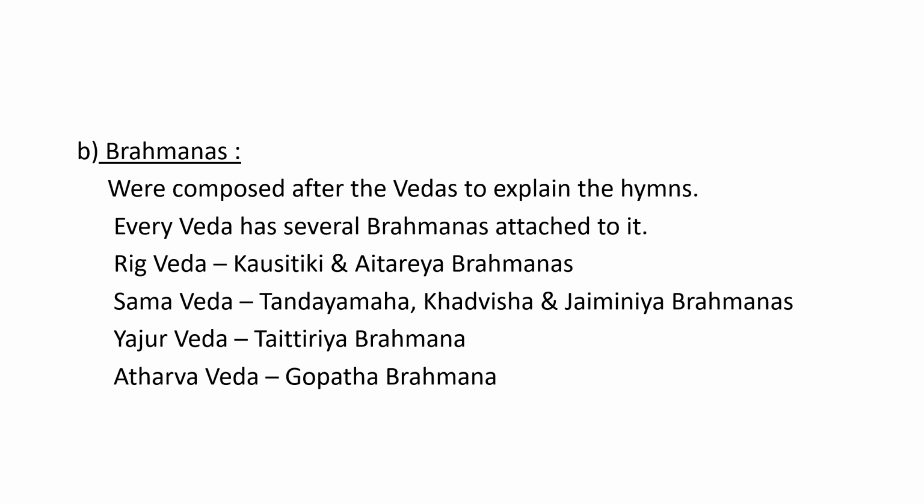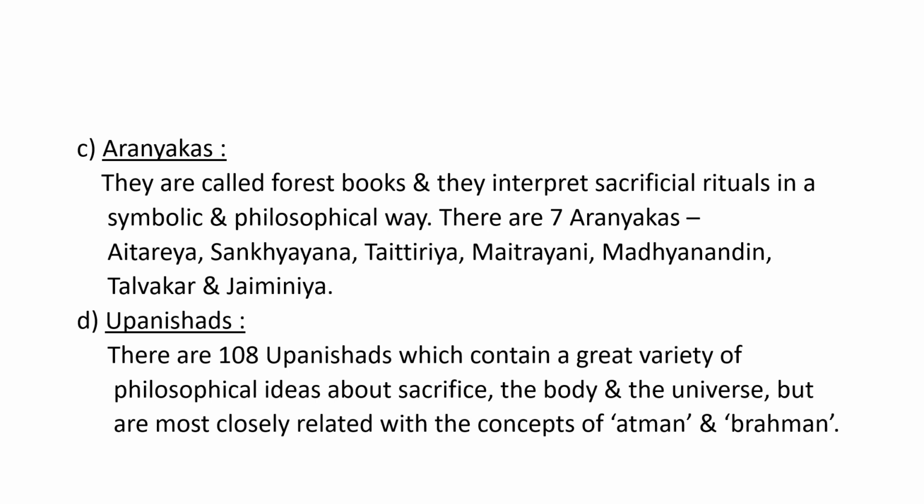After the Brahmanas come the Aranyakas, which are called forest books, and they interpret sacrificial rituals in a symbolic and philosophical way. There are seven Aranyakas. I've mentioned the names of the seven Aranyakas: Aitareya, Sankhayana, and Taittiriya, etc. You can note it down from the video. Then we have 108 Upanishads, which contain a great variety of philosophical ideas about the universe, about sacrifice, but most closely they are related with the concepts of Atman and Brahman.